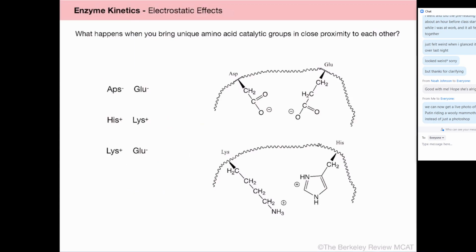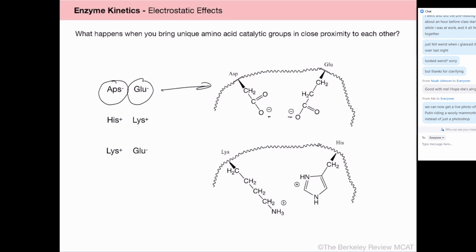Okay, so now when you're talking about inside an enzyme pocket, the active site of an enzyme, you get these microenvironments, and you're going to have these electrostatic effects that will alter the pKa and alter the function of residues within the active pocket. So what happens when you bring two negatively charged residues in close proximity of each other? Like here's an enzyme pocket. You have aspartate and glutamate, two negatively charged amino acids.